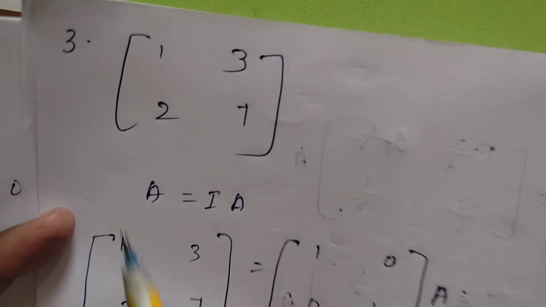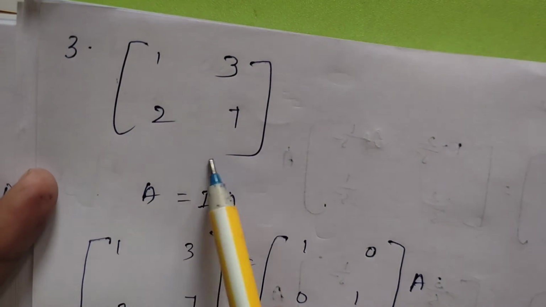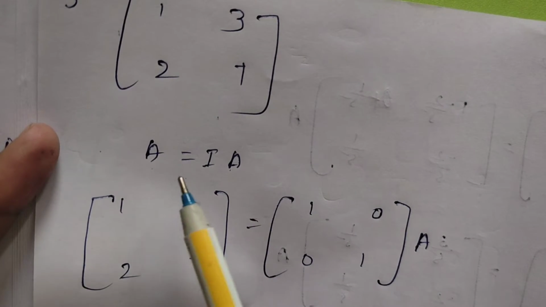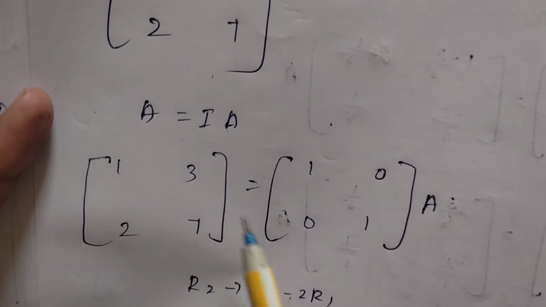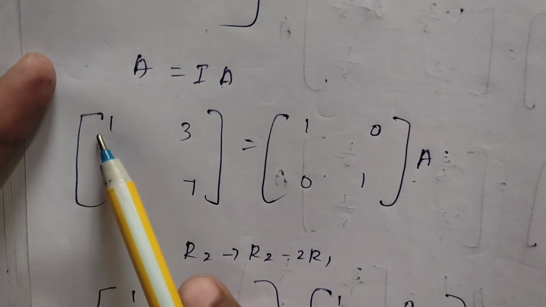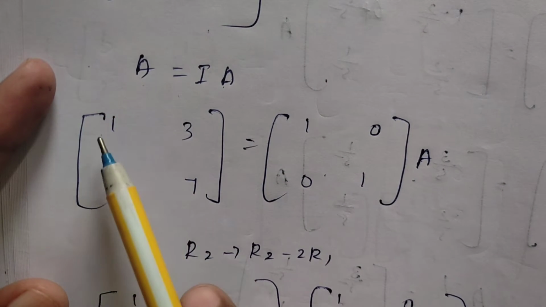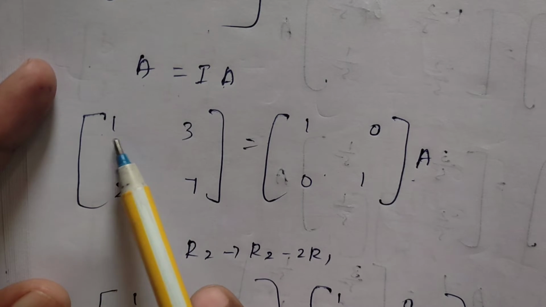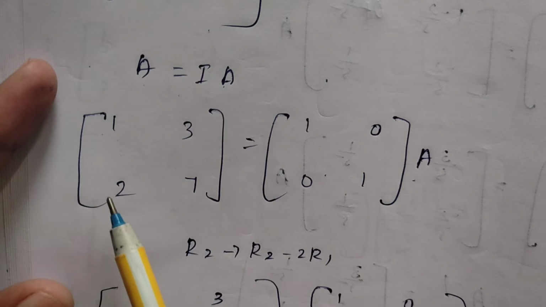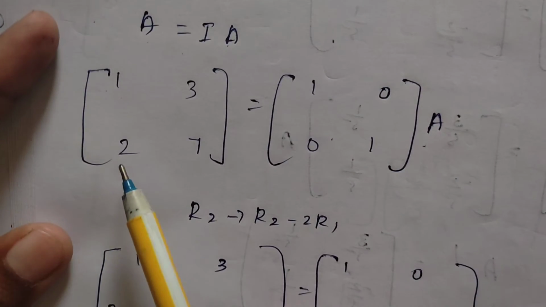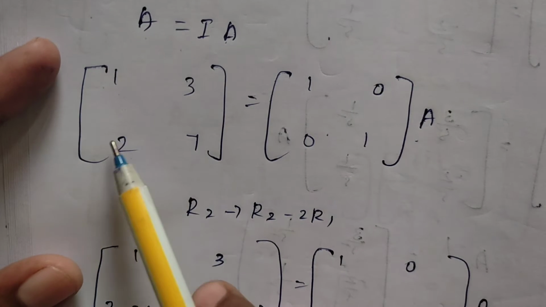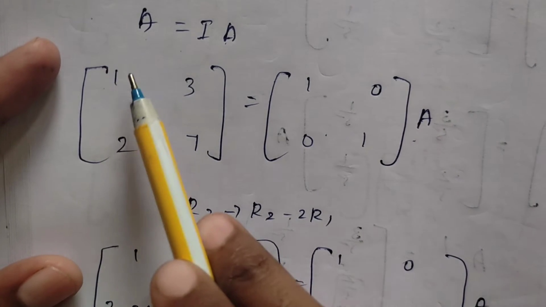The next problem, 1, 3, 2, 7. We'll write it as A is equal to IA, since I am doing row operation. A is equal to the identity matrix into A. Step 1 is the row 1 first element must be 1. Since the matrix itself contains 1, I will move to step 2. Step 2 is you should make the second row first element 0 with the help of R1.